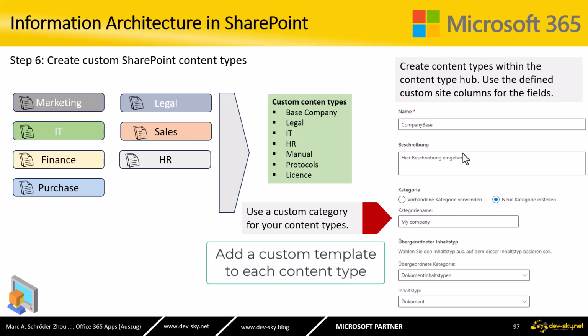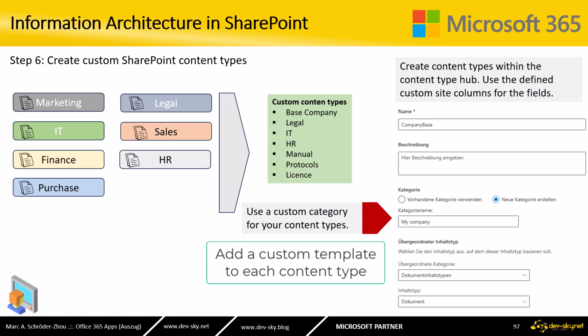Put the content types in a custom group as well. This helps to find the custom defined content types later. Also, assign a custom document template to each content type. For a step-by-step guide, see my video in the description, how you can set up your content types.